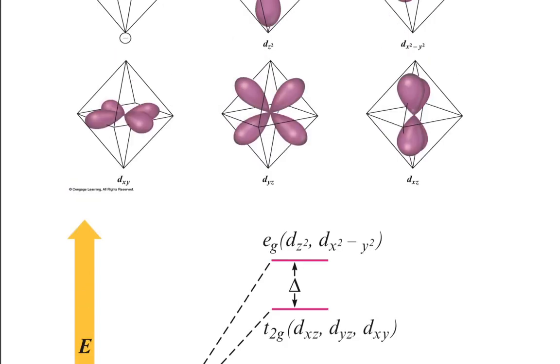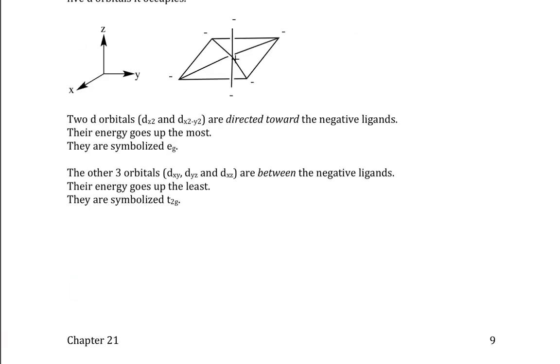Okay, so going back now to this page here, what I was saying before: two d orbitals, the dz squared and dx squared minus y squared, are directed toward those negative ligands. Their energy goes up the most, and they are together at the same energy, symbolized as the eg orbitals. The other three orbitals, the dxy, the dyz, and the dxz, are between the negative ligands. Their energy goes up the least. They are symbolized as the t2g orbitals.